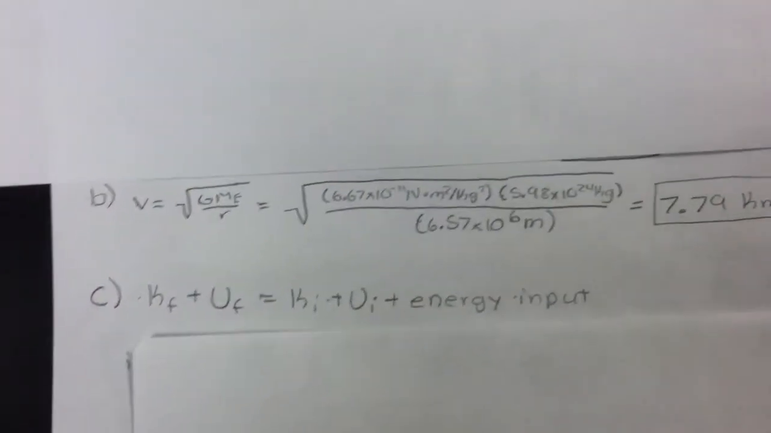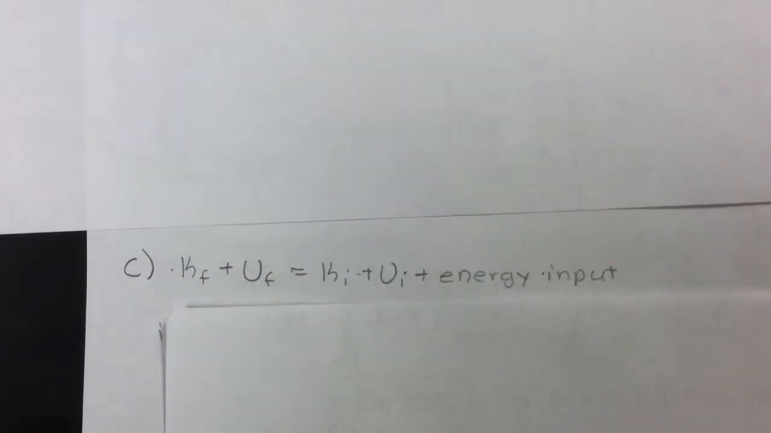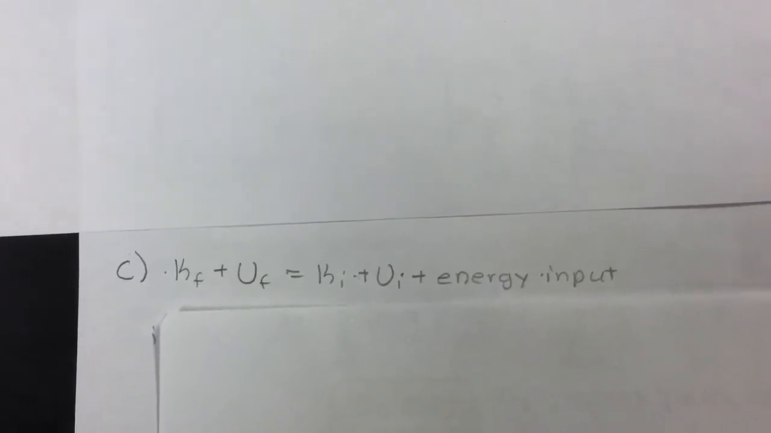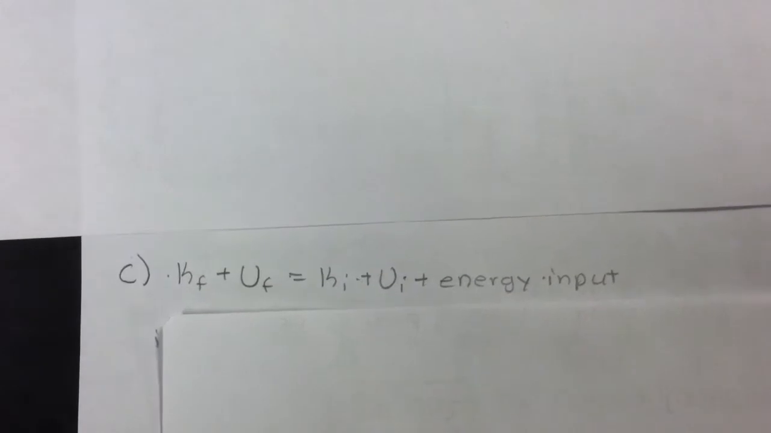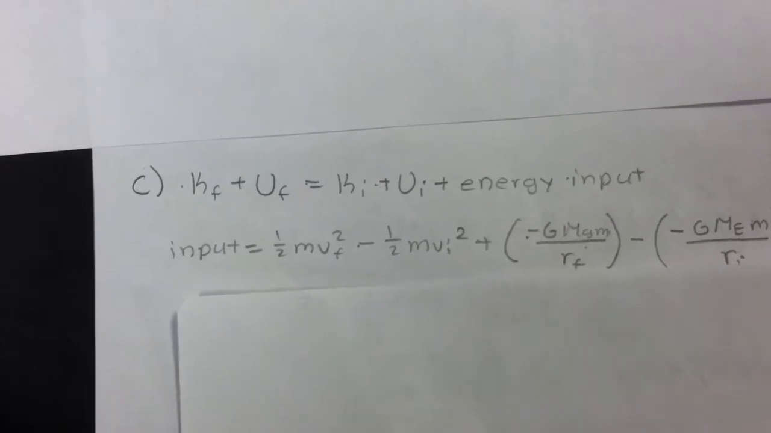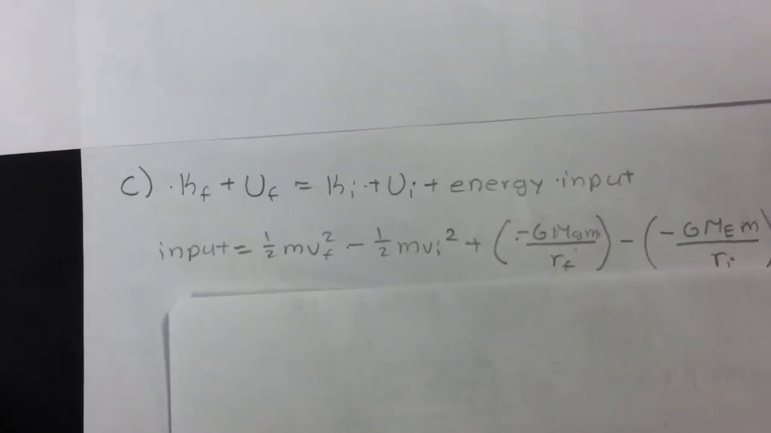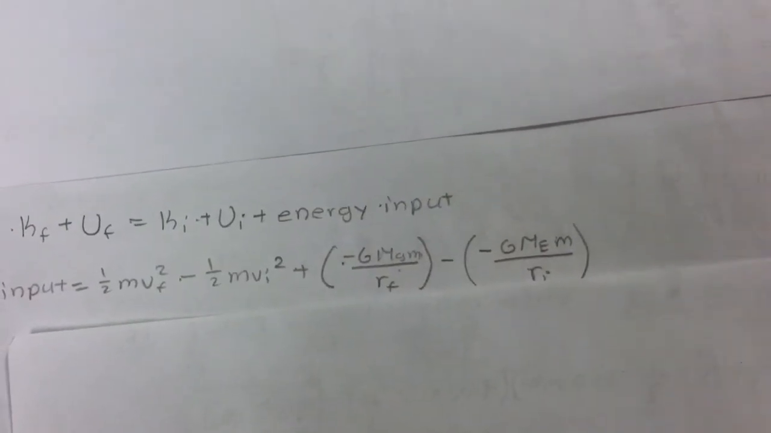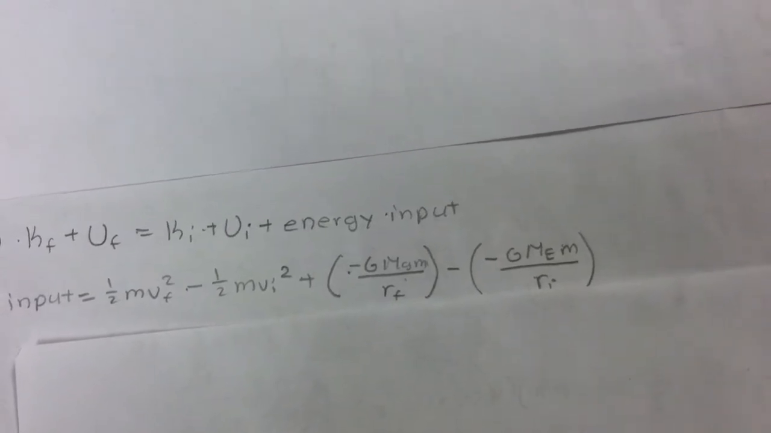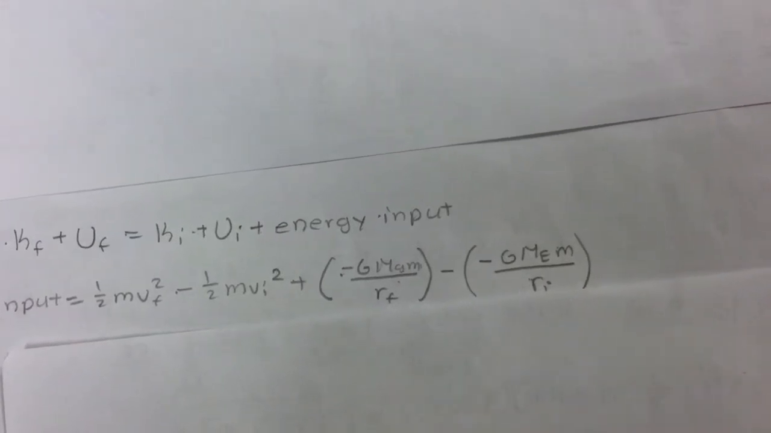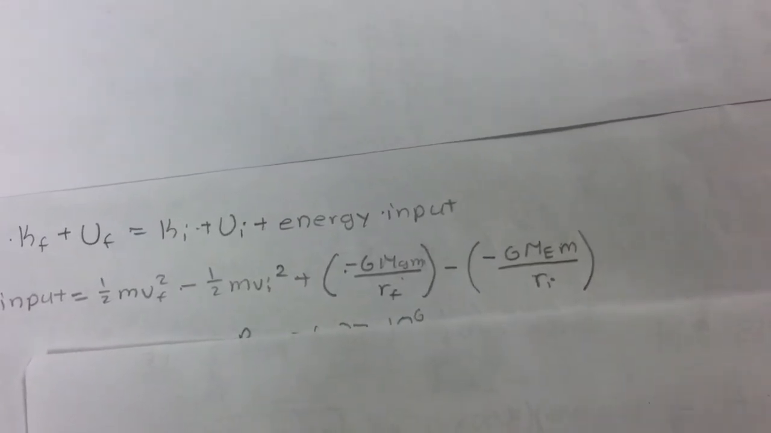Finally, part C, solving for the minimum energy it takes to put the object in orbit. We have the final kinetic energy plus the final potential energy equals the initial kinetic plus the initial potential plus the energy input, and the energy input is what we're solving for. So the equation we'll need is shown below: 1/2 m v final squared minus 1/2 m v initial squared plus minus G M_e m over r final, minus minus G M_e m, mass of the Earth and mass of the satellite, over r initial.